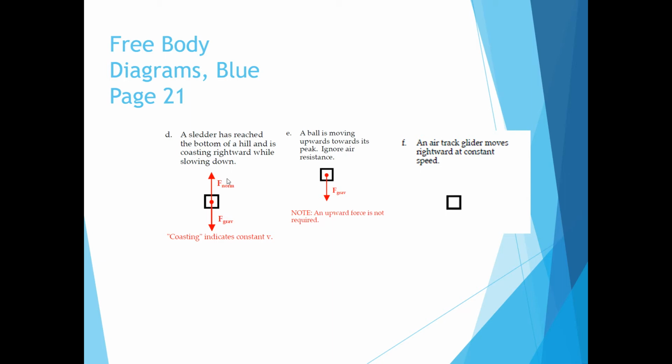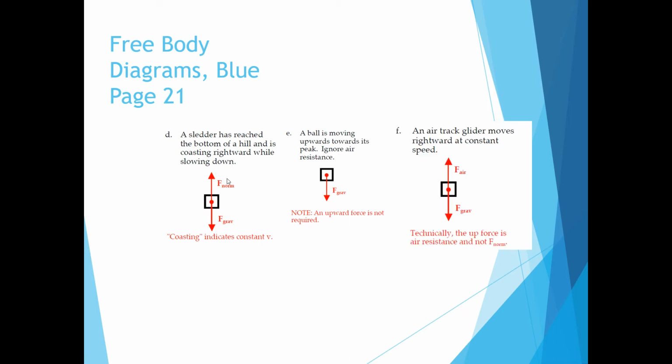Then F, an air track glider moves rightward at a constant speed. So in this case, we've got a gravity force acting down. And instead of having a normal force, we have an air force. It's different than the air resistance, but this would be like on an air hockey board. So instead of having the pucks resting on the platform, you actually have them pushed up a little bit by the air that's running on there, and that's why they're very, very low in friction. So you're going to have an upward force here due to air as opposed to a normal force.